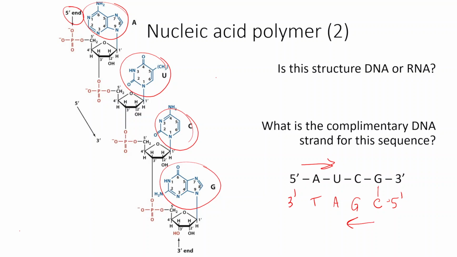So G matches with C. There's 3 hydrogen bonds. C matches with G again, 3 hydrogen bonds. The uracil will match with an adenine. And then since this is a DNA sequence, the A will then match with a thymine. Does that make sense to everyone? Okay.